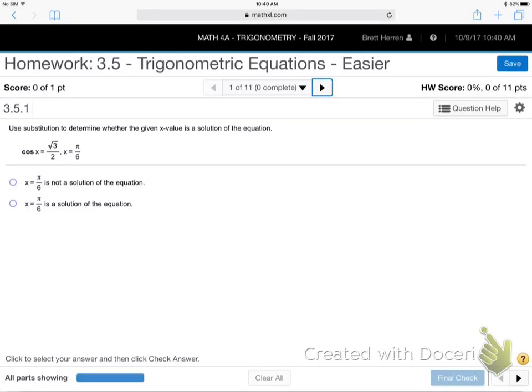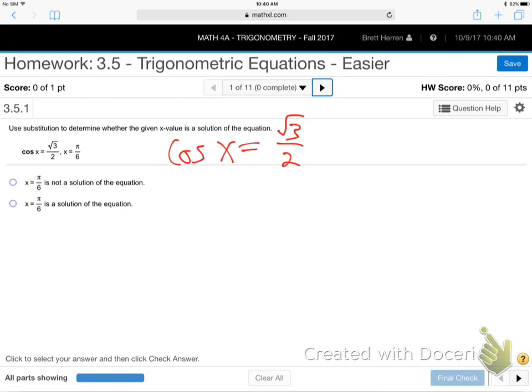All right, so here we are with the easier trick. So this will start off pretty easy. Good little warm up here. So we have cosine of x is root 3 over 2. That's my little equation. They're starting off very easy. They'll get a bit uglier in time.